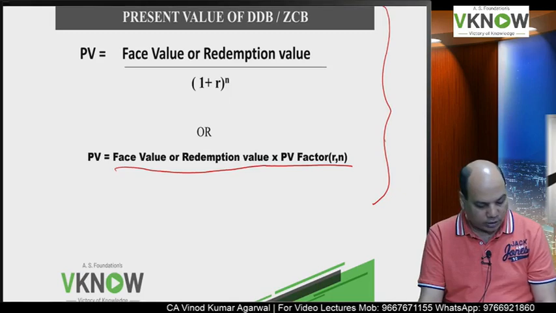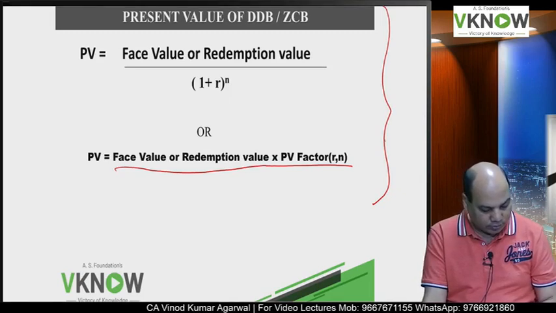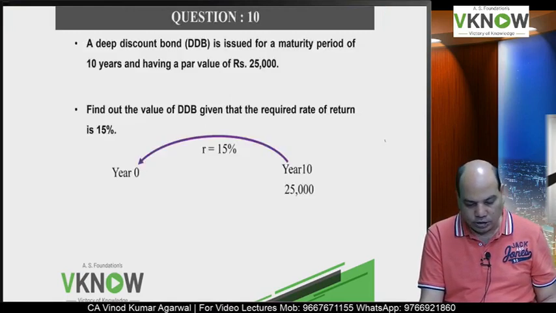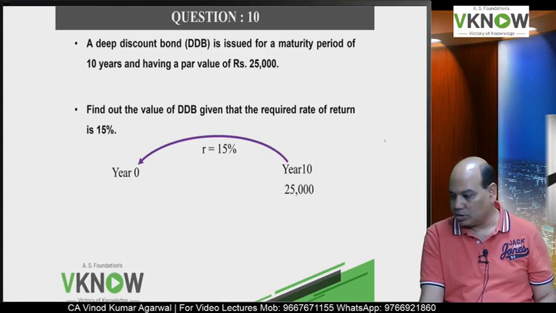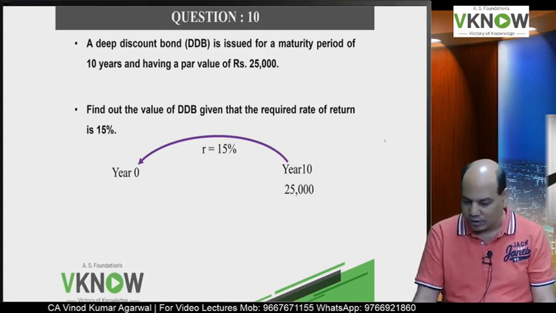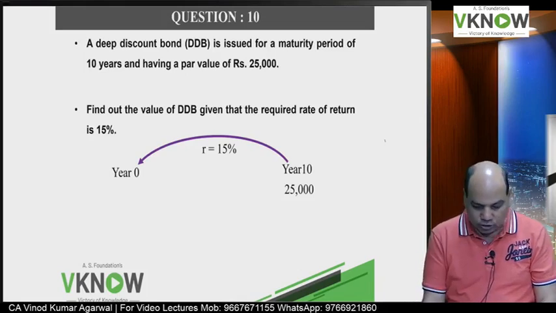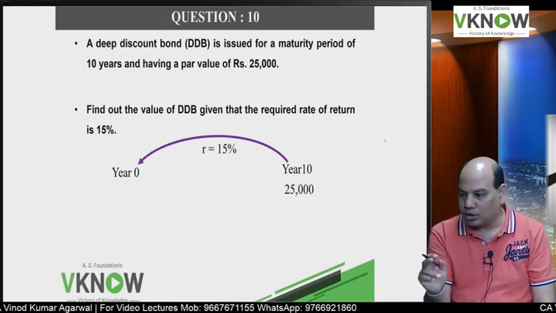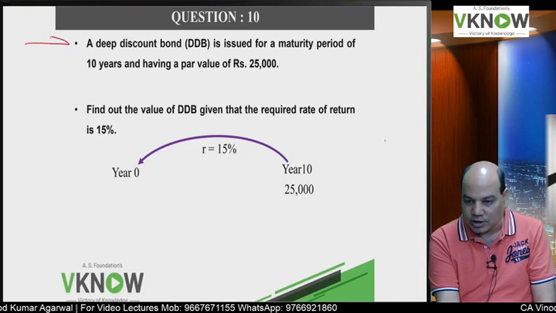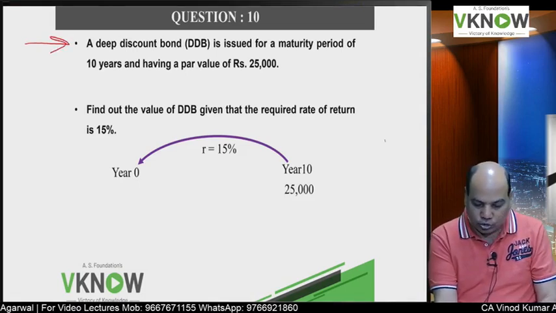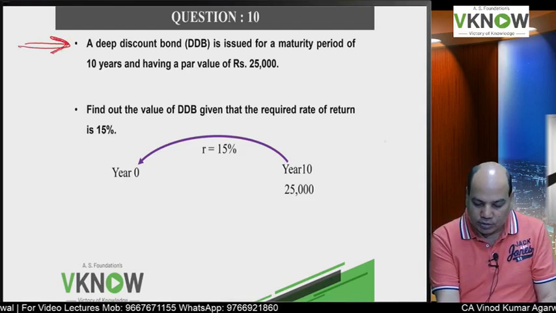Okay, so now we'll take question number 10, 11, 12, which are based on deep discount bond or zero coupon bond. Are you ready? Question number 10. A deep discount bond. In your book, there is a first line which you cancel. Your question starts from the second line. There is a small typing mistake. So you will read the question from here.